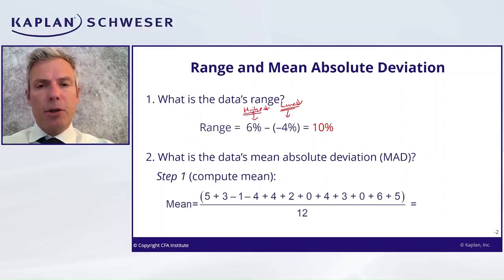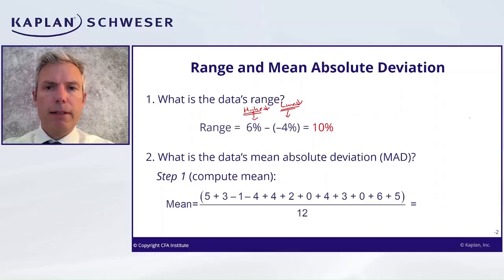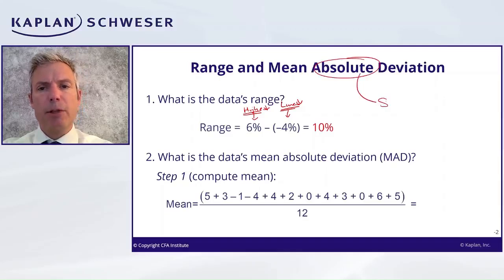Another measure that's commonly used is mean absolute deviation, or MAD. The mean absolute deviation is quite a simple measure. It's really looking at your average distance. So what we mean by absolute: absolute means we're looking at size rather than sign.